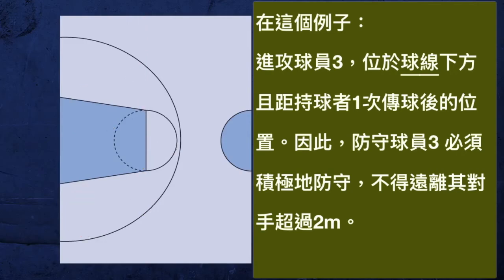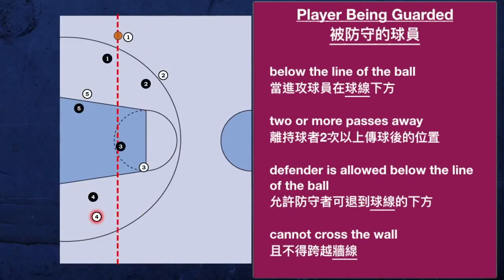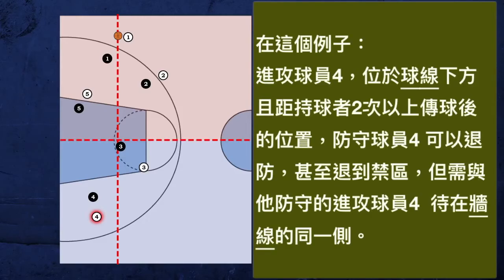If the player being guarded is below the line of the ball and two or more passes away, the defender is allowed to be below the line of the ball but must stay on the same side of the wall as the player he is guarding. In the following example, offensive player 4 is below the line of the ball and two or more passes away. As a result, defensive player 4 is allowed to drop off his player even to the point of standing in the key, as long as he stays on his player's side of the wall.